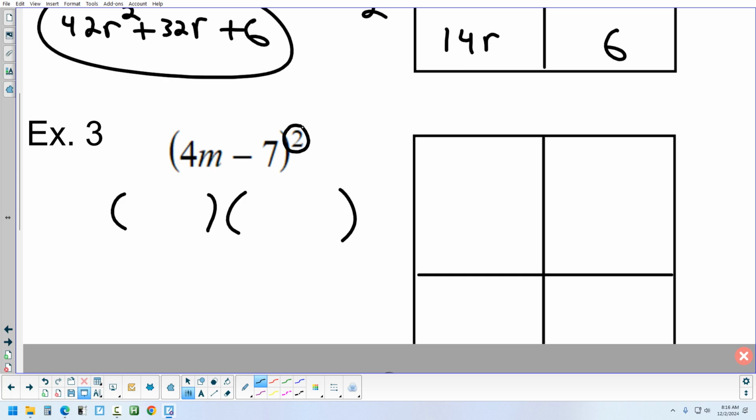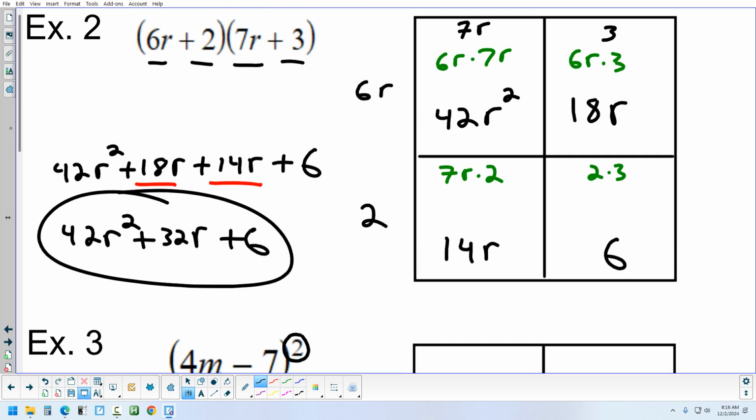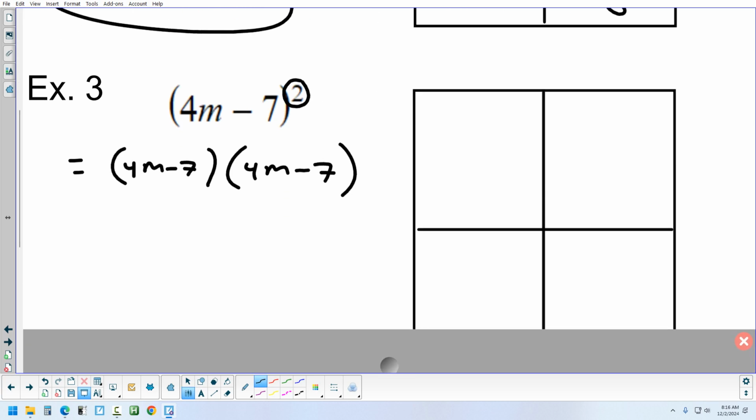How about Samantha? What does that number mean to do? That it has to be doubled. Right. So what would go in this first parenthesis if you write this one without that little 2? 4m minus 7. So you'd have a 4m minus 7. And what would you put in the second one? 4m minus 7. Yeah, it just means to write the same thing twice. Yeah, perfect. And now we can do it just like the top one.